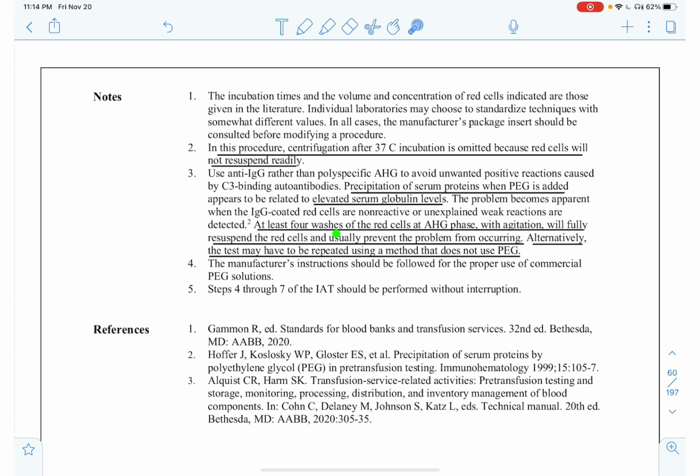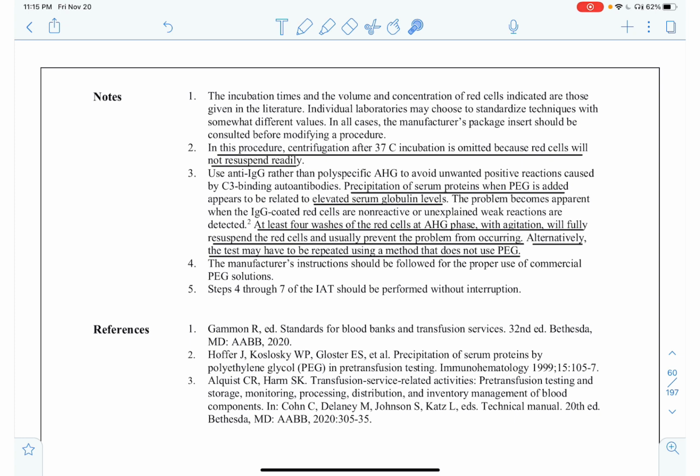At least 4 washes of the red cells at AHG phase with agitation will fully resuspend the red cells and usually prevent the problem from occurring. Alternatively, the test may have to be repeated using a method that does not use PEG. So PEG in the reference lab is our most sensitive test tube method.